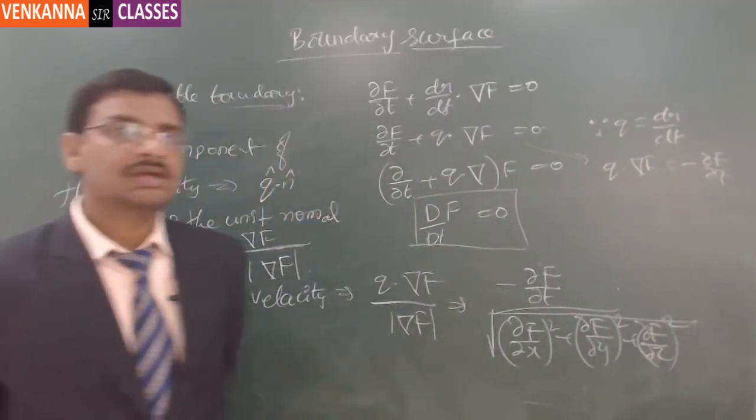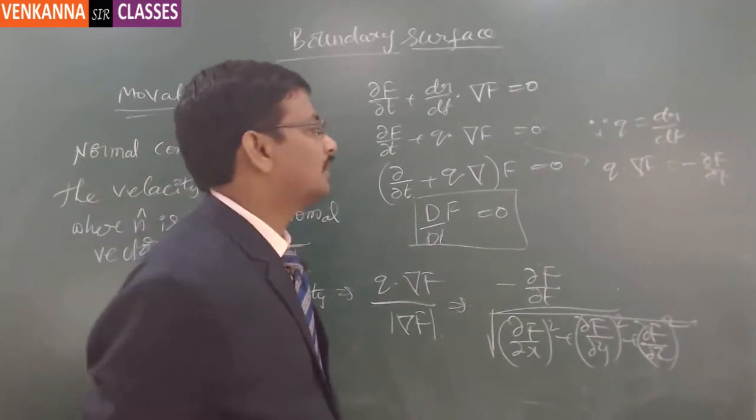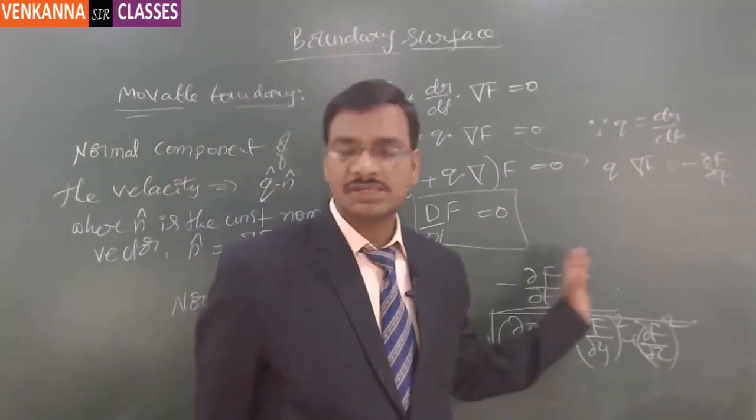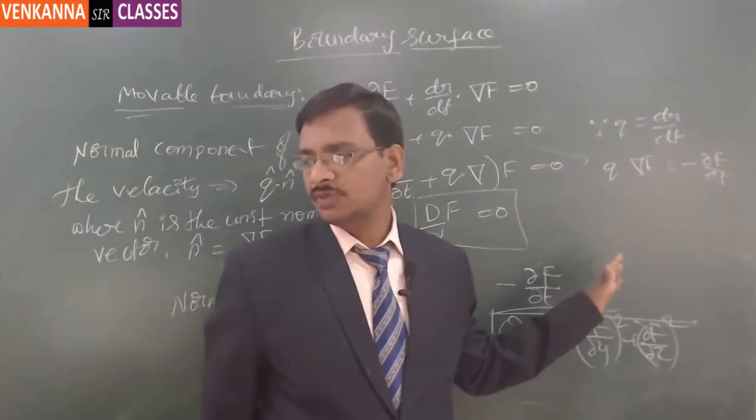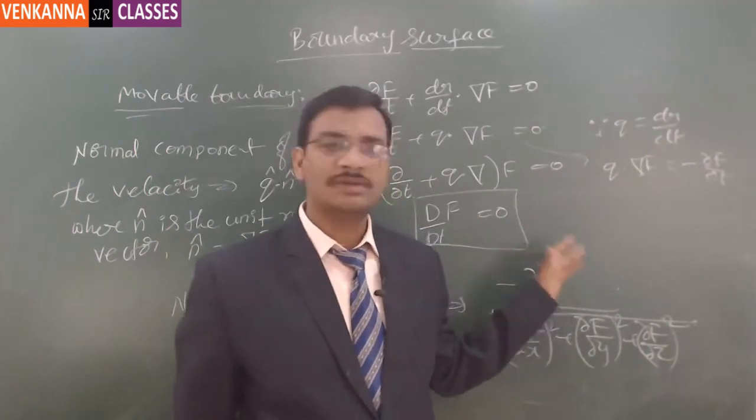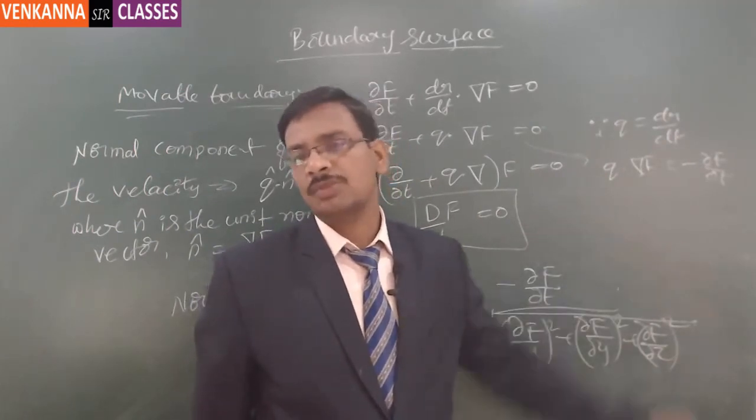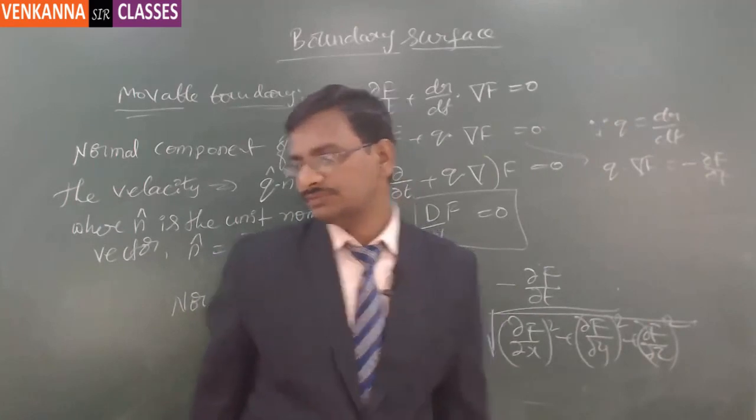Clear? We are concerned only with the normal component of the velocity because this is a moving surface. So the velocity of the moving surface can be identified perfectly with the normal component of the velocity. Got it or not?